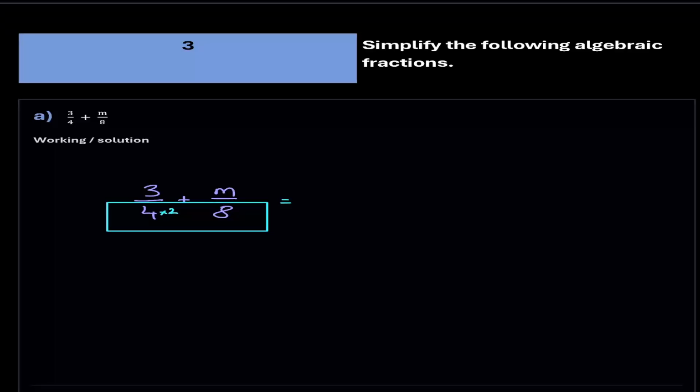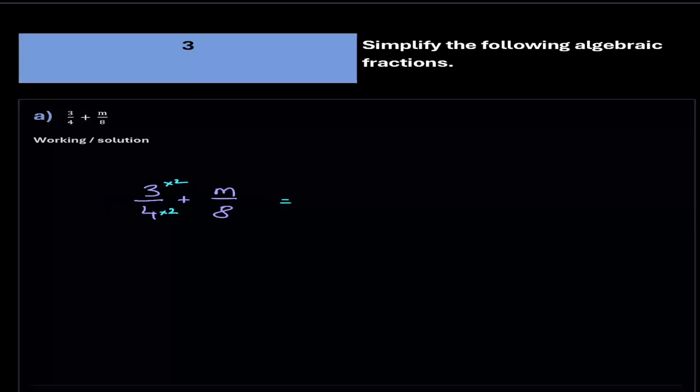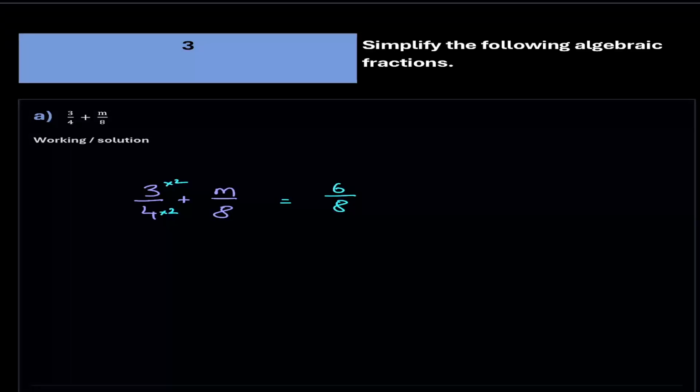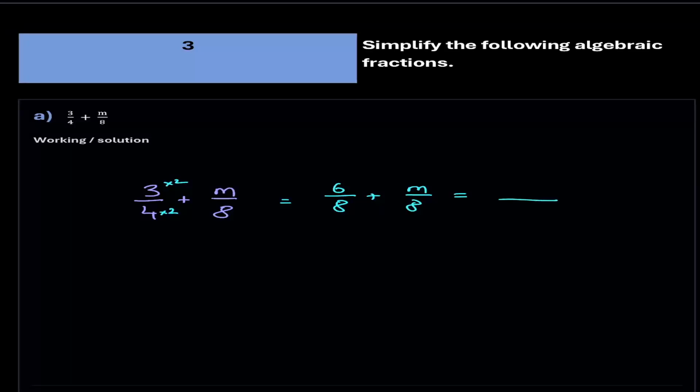And whatever you do to the bottom of the fraction, you must do to the top of the fraction for it to hold true. So my first fraction becomes 3 times 2, which is 6, and the denominator becomes 8. Your second fraction stays the same. And now, because the denominator is the same, you could just say it's over 8 and literally add the numerators. So it's just 6 plus m on 8. Tick, tick, tick. Very good.